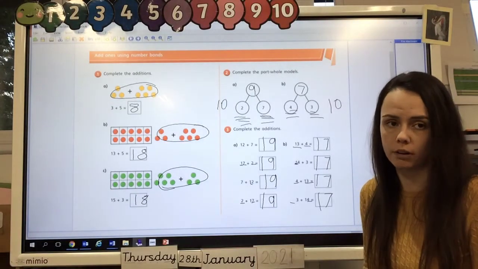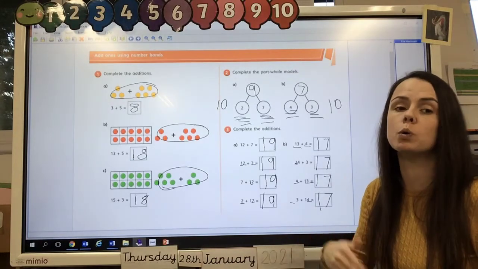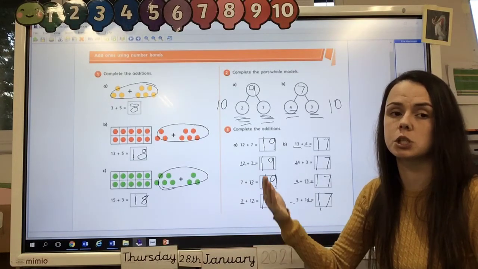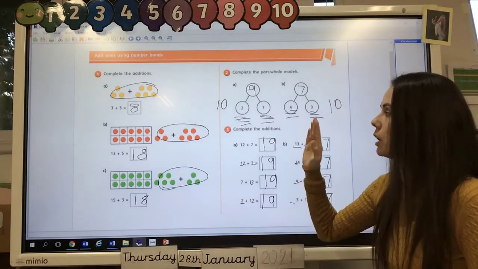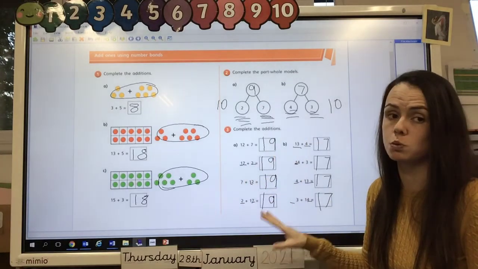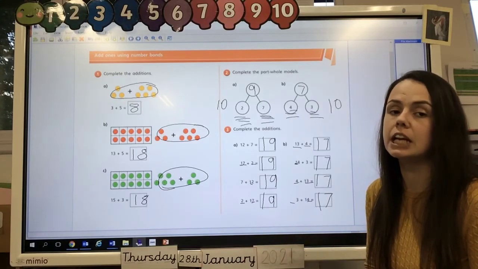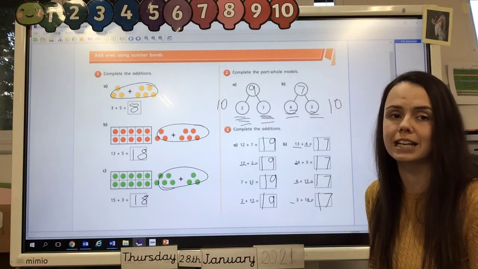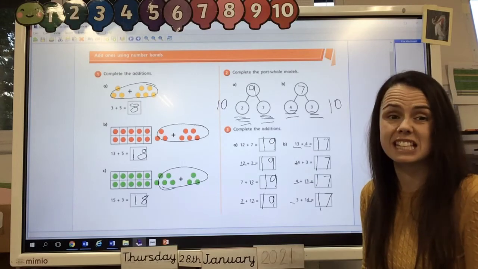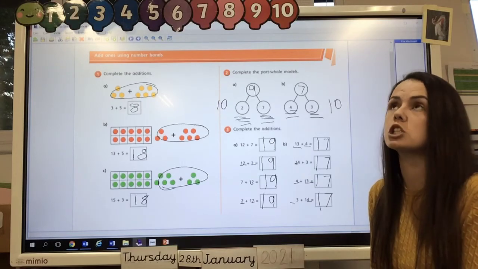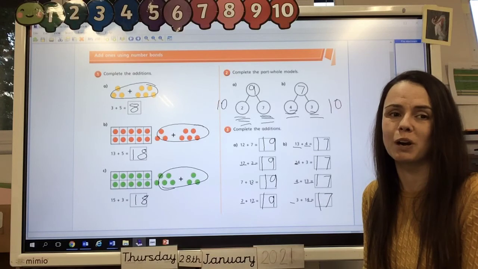But do not worry, because tomorrow we are also going to look at number bonds to 10 and how we're going to help us use our adding on, okay? So if you found today's lesson tricky, don't worry, we are going to go over it again tomorrow. If you found today's lesson really easy, you are so clever. I'm so proud of you.